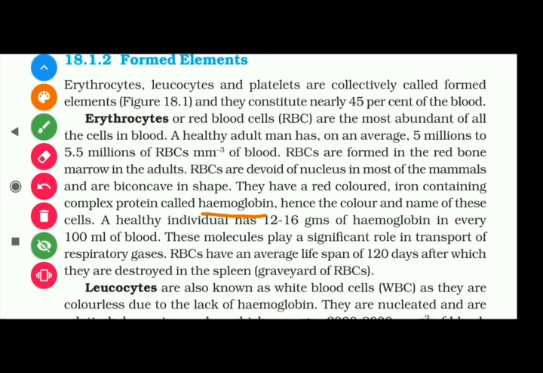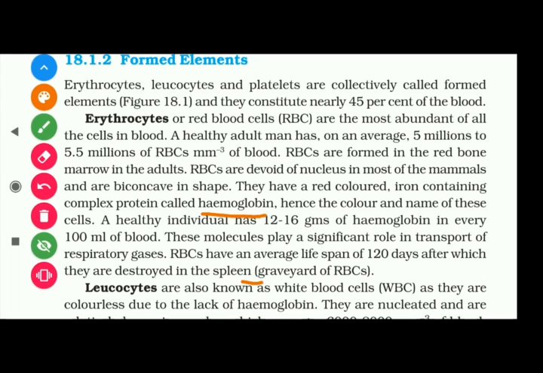Understand all of you? A healthy individual has 12 to 16 grams of hemoglobin in every 100 ml of blood. When we take a healthy human being's blood, which is 100 ml, then 12 to 16 grams of hemoglobin is present, and it is the range of a healthy person's hemoglobin in 100 ml blood. Now these molecules play a significant role in transport of the respiratory gases.